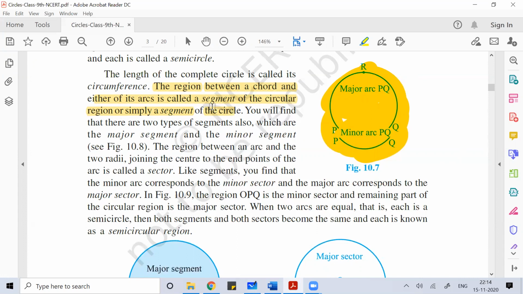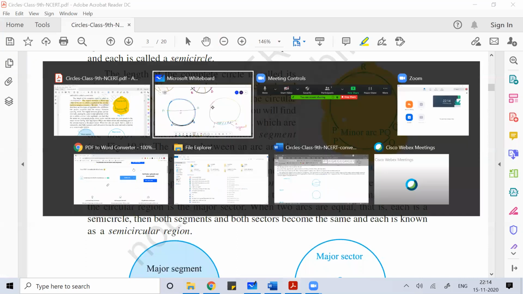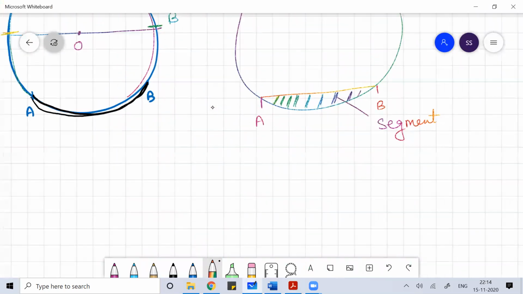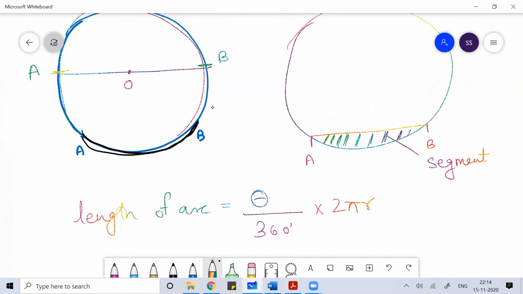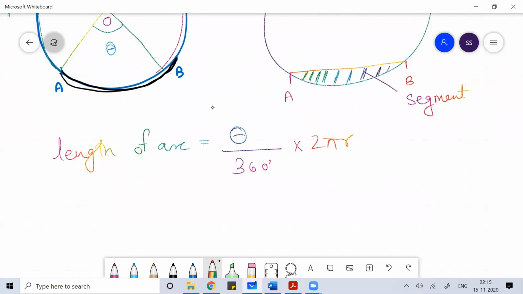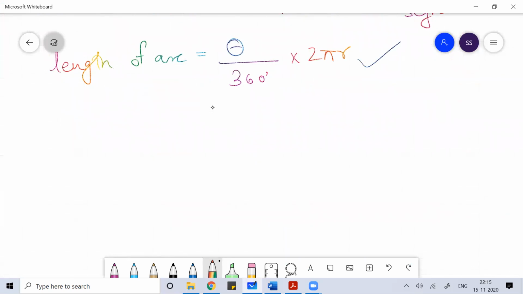Now the next term we need to understand is called the sector. Before I talk about the sector, let me talk about the arc. The formula for the length of an arc is theta by 360 into 2 pi r. This is the formula for the length of an arc. So what is theta? Theta is the angle which this arc makes at the center. So this is the arc, and this is the formula for the length of the arc.